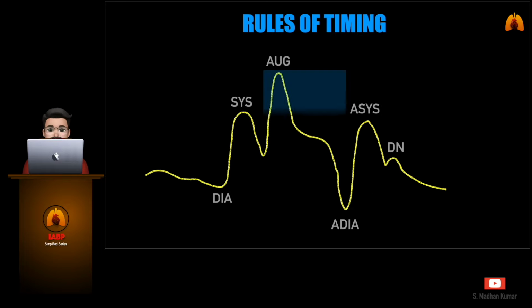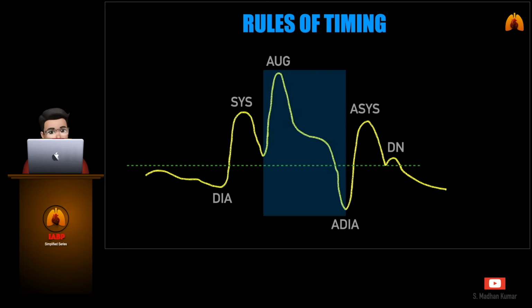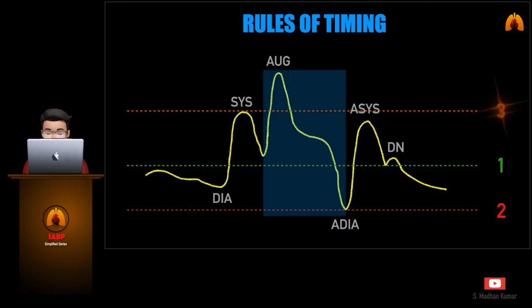The shaded area is the balloon augmentation. Now apply the rules of timing by first drawing a reference line just at the dicrotic notch, and the second reference line at the assisted end diastolic pressure as shown, and finally draw the reference line at the peak of unassisted peak systolic pressure.